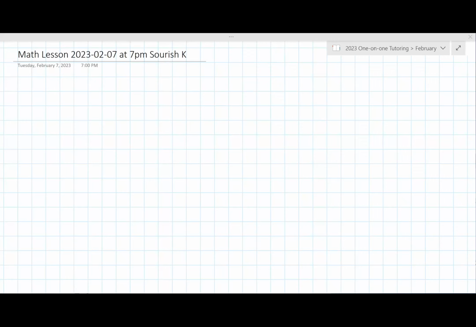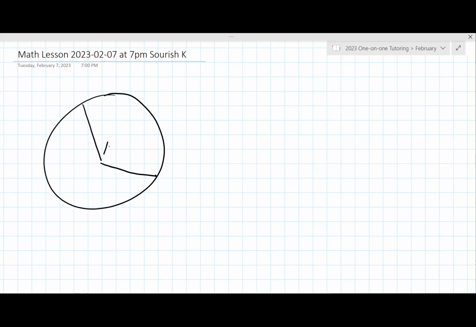Overwhelm you, but we're going to look at one sector problem and one concentric circle. So here is a circle, okay? Let's say that this is 120 degrees and the radius is 12. Actually, I don't want to use 12. 12 is not a good number. Let's use 9. Okay, 9 meters, right?